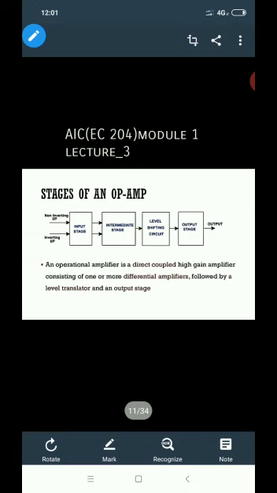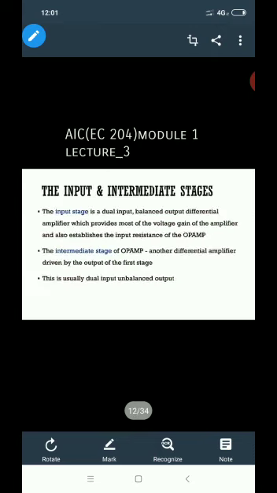The operational amplifier is a direct coupled, very high gain amplifier consisting of one or more differential amplifiers followed by a level translator and an output stage. The input and intermediate stages are dual input. The input stage is a dual input balanced output differential amplifier which provides most of the voltage gain of the amplifier and also establishes the input resistance of the op-amp.